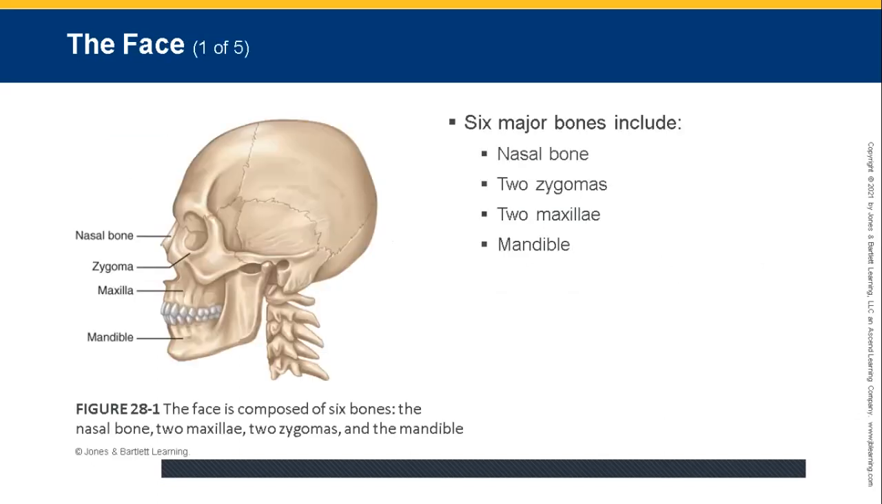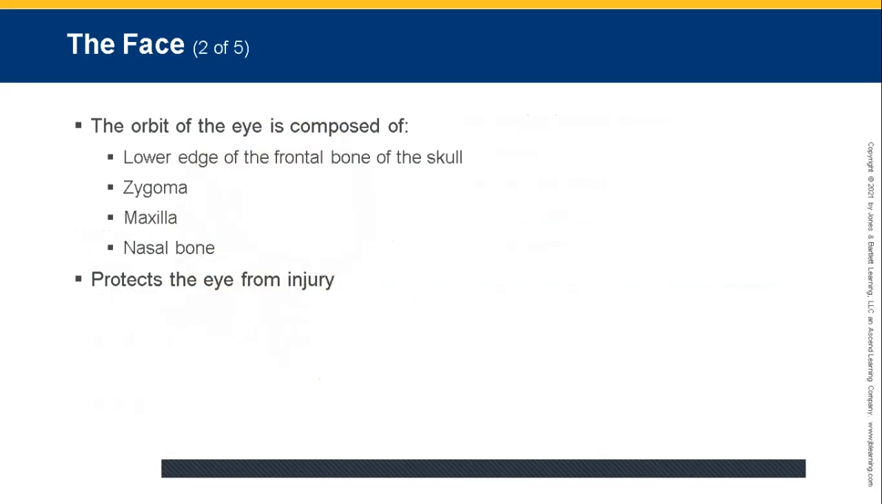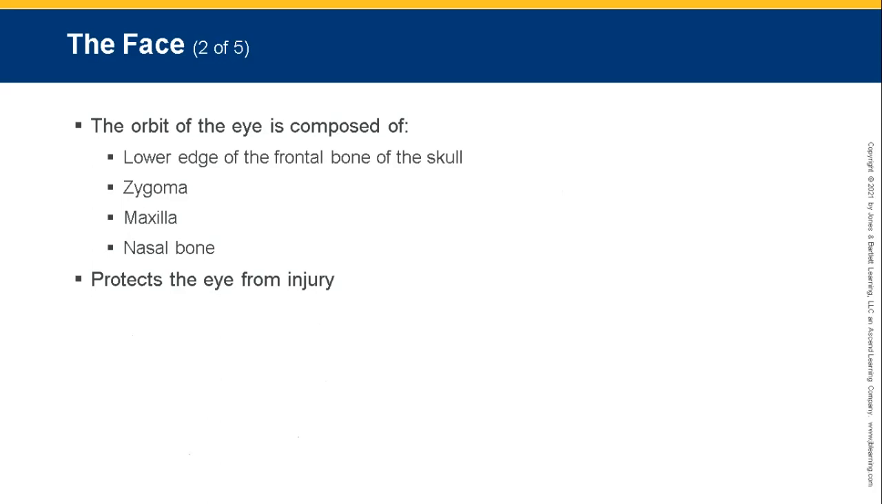The face, you have the nasal bone, zygoma, which is the cheek, maxilla, upper jaw, mandible, lower jaw. 6 major bones include the nasal bone, 2 zygomas, 2 maxillae, and the mandible. The orbit of the eye is composed of lower edge of the frontal bone of the skull, the zygoma, maxilla, nasal bone, and it protects the eye from injury. So that's the main role of the eye orbit, to protect the eye from injury, but it can be fractured.